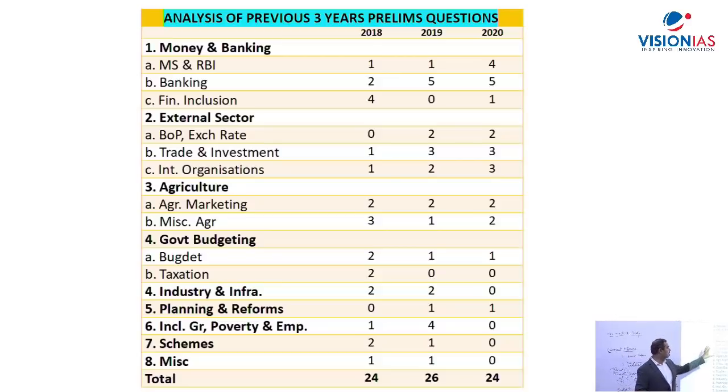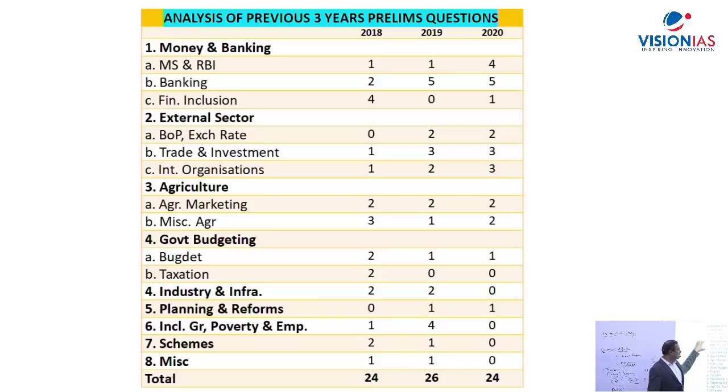In finance, we can include two questions related to agriculture. One was about agriculture credit through cooperative banks. We can put it either here or in agriculture; I have put it here. The other is on Kisan Credit Card: what kind of loan is given to farmers under KCC? We can put it under finance or agriculture. I have put it in finance, so there were 10 questions this year on money, banking and finance, although the two agricultural finance questions may be put under agriculture also. So maximum questions are from here.